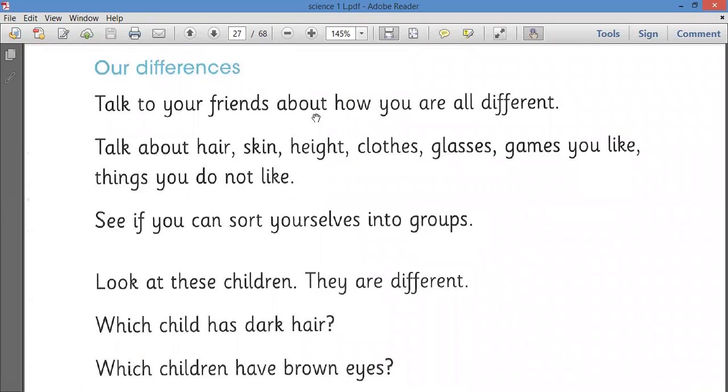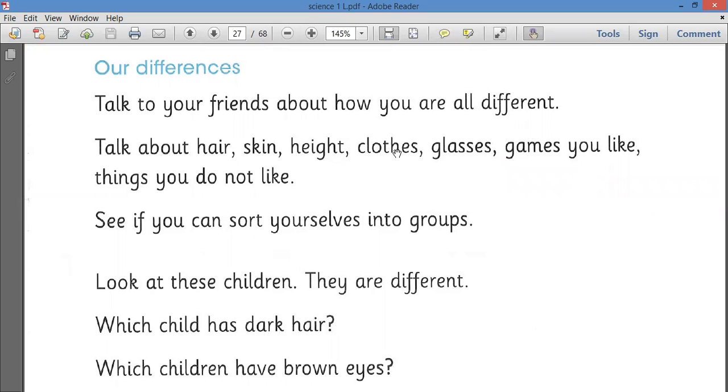Talk to your friends about how you are all different. You can talk to your family about it. Talk about the hair that we already did, skin, the color of the skin and the type of the skin, height, tall or short, clothes, glasses. Some of the students wear glasses because their eyesight is weak. Some of them have good eyesight, so there is no need for them to wear glasses. This is also a physical difference.